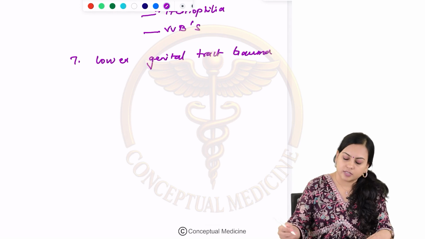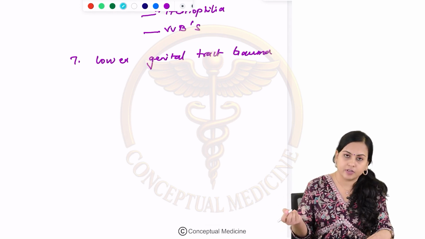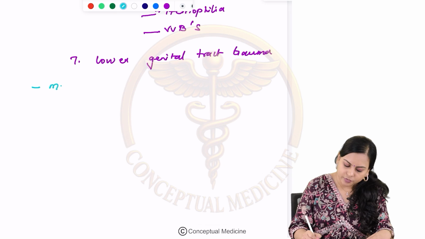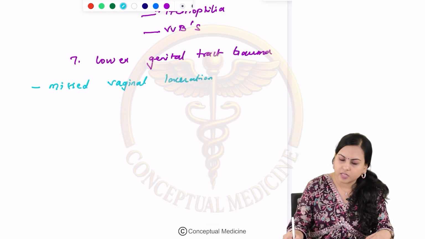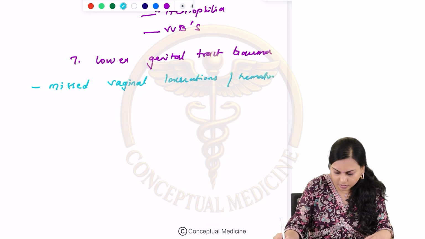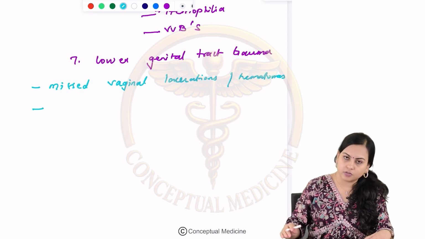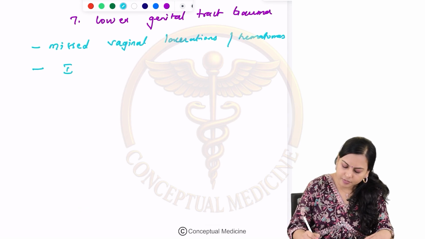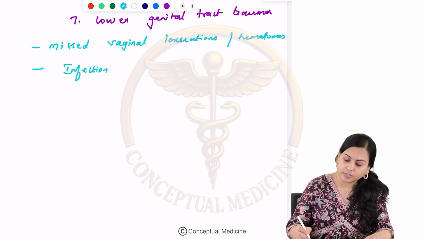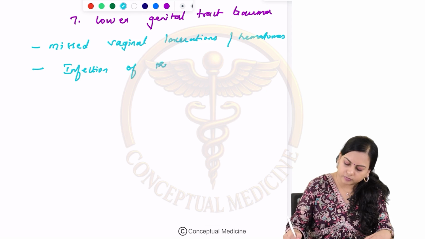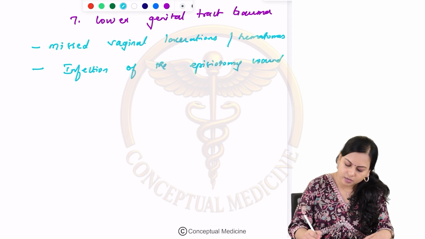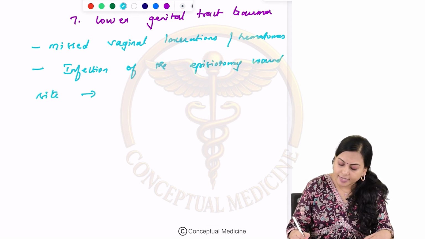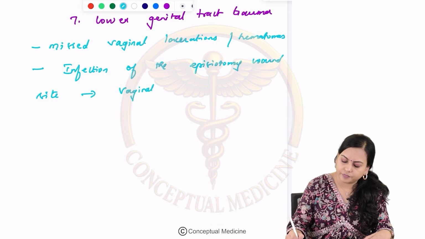Now what are the causes of this? Suppose already during delivery itself there was a genital tract trauma which was missed. So they can be vaginal lacerations or even hematomas that were missed to manage. And sometimes this is also another important cause: there can be infection of the episiotomy wound site that can break down and can result in vaginal bleeding.